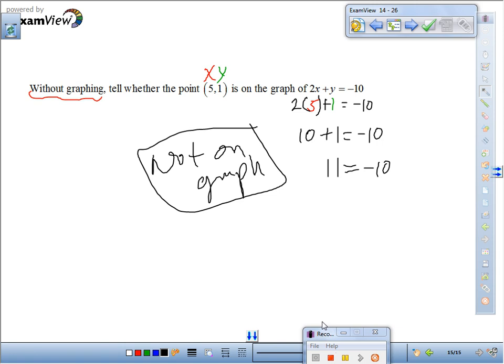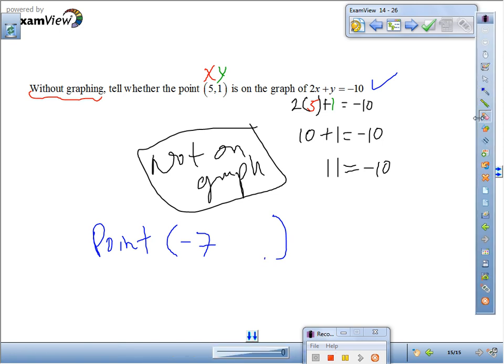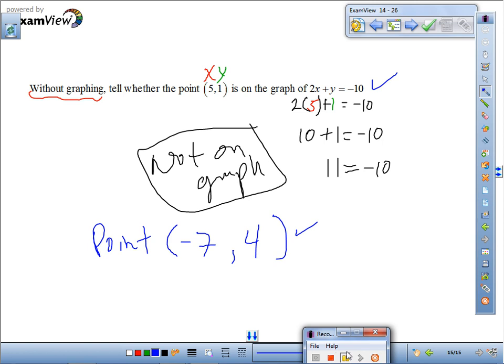Here we go. I want you to check this point. Negative 7, 4. Check and see if that one is on this graph, please. Oh, not plus 4, my bad. Negative 7, 4. Check and see if this one's on this graph. Same equation.